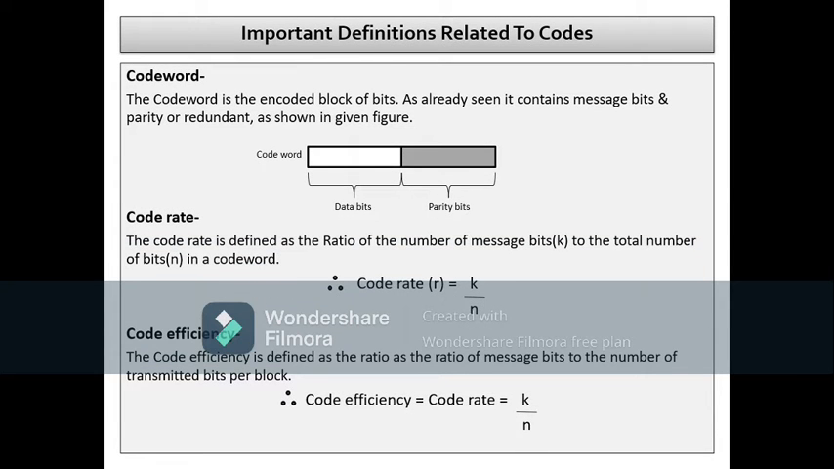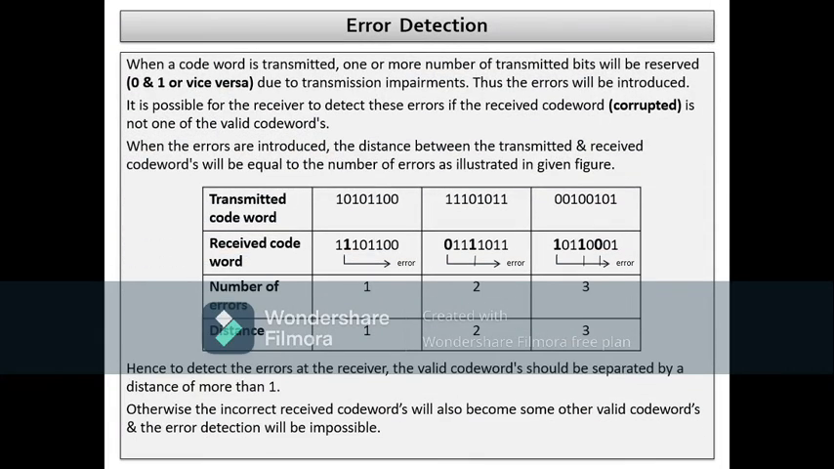Important definitions related to codes. Code word: the code word is the encoded block of bits. As already seen, it contains message bits and parity or redundant bits, as shown in the figure. Code rate: the code rate is defined as the ratio of the number of message bits to the total number of bits in the code word. Code rate is equal to k by n. Code efficiency: code efficiency is defined as the ratio of message bits to the number of transmitted bits per block, k by n.